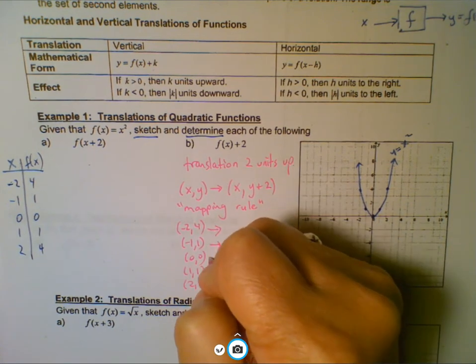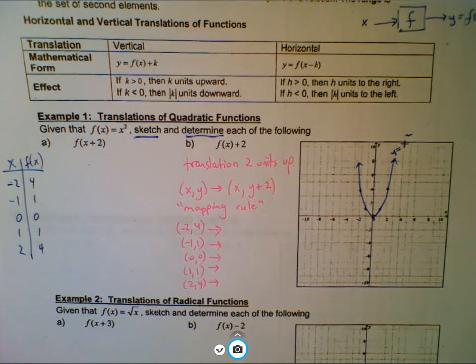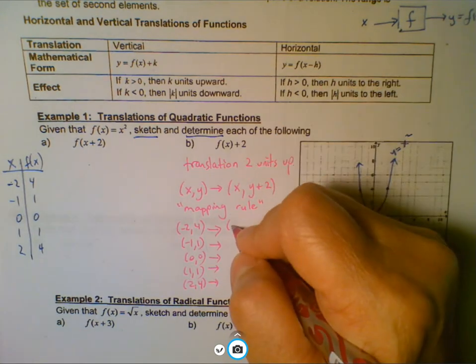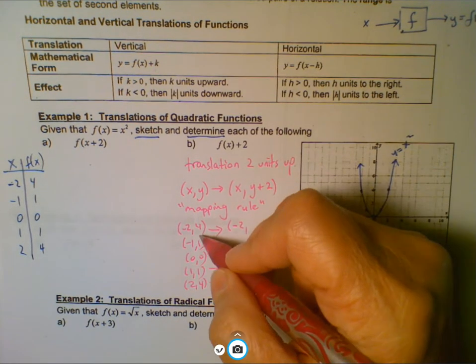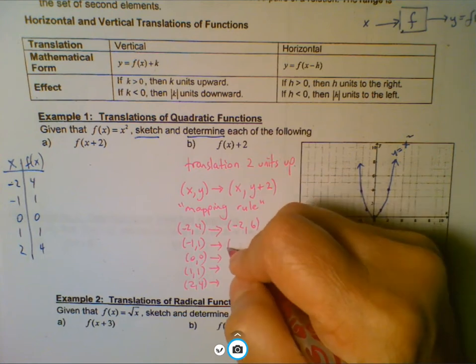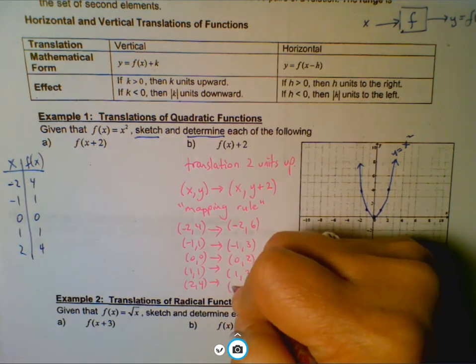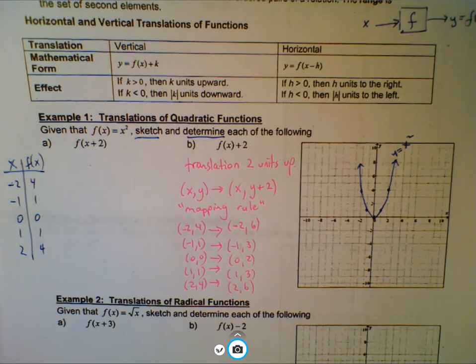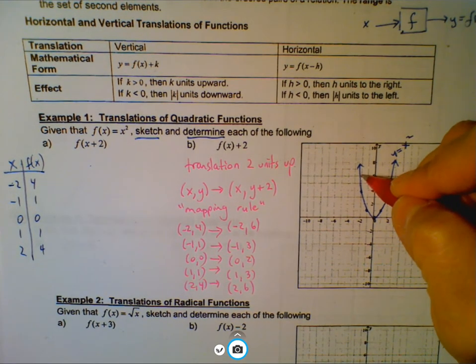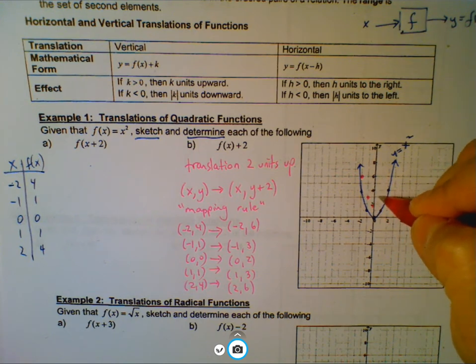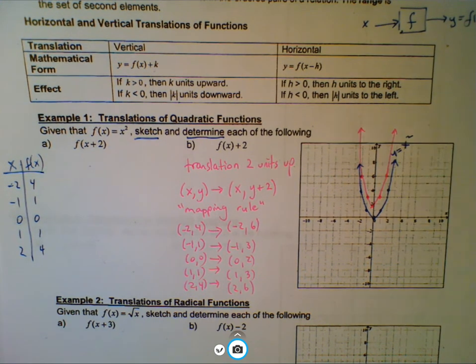Now, this is a very simple one, but remember, we're just starting this, right? There's lots of transformations coming. So the x's will stay the same, but the y will be +2. So -2, 6, -1, 3, 0, 2, 1, 3, 2, 6. Okay, so now I can put the points on. -2, 6, -1, 3, 0, 2, 1, 3, 2, 6. Okay, and there's my transformed one.